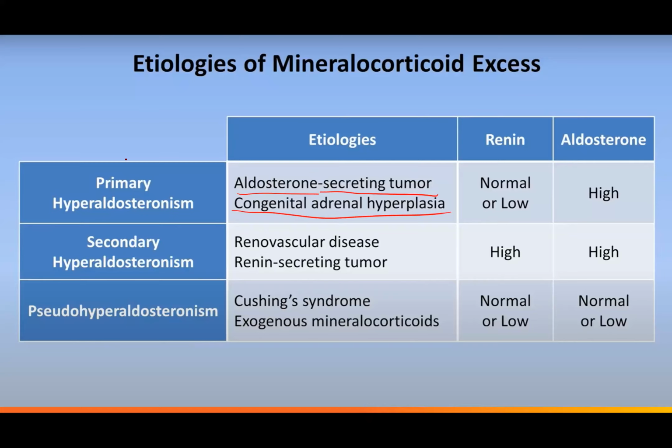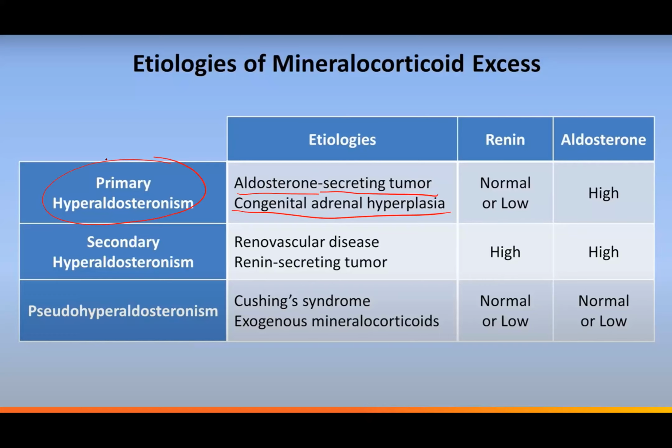Usually an adenoma of the adrenal, a secreting adenoma of the adrenal gland, or CAH, congenital adrenal hyperplasia in children. This results in primary hyperaldosteronism. The two commonest causes of primary hyperaldosteronism: adrenal secreting adenoma or congenital adrenal hyperplasia. Secondary hyperaldosteronism: renovascular disease, renal artery stenosis, renal atherosclerotic arterial disease, renin secreting tumors. These are the ones which produce secondary hyperaldosteronism.